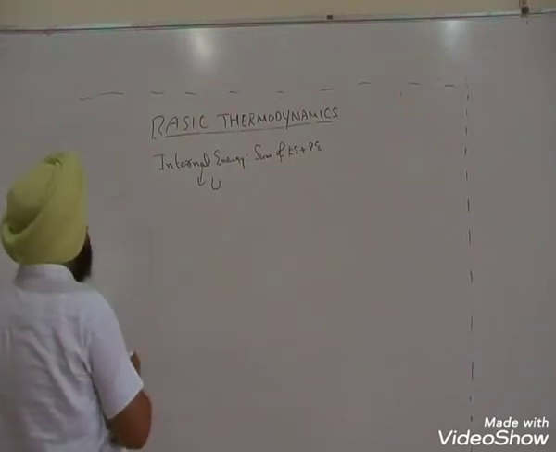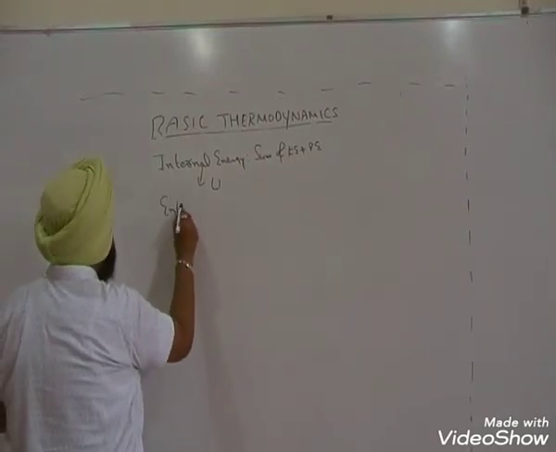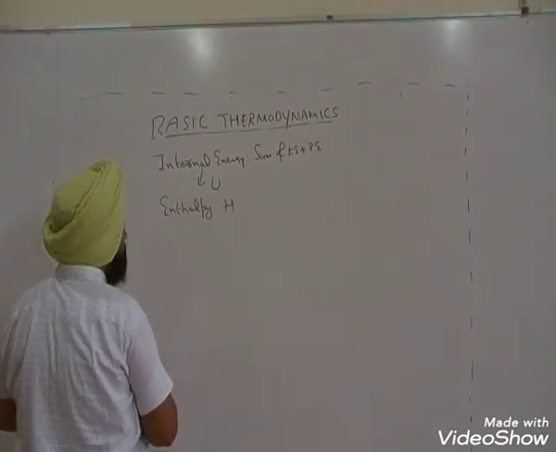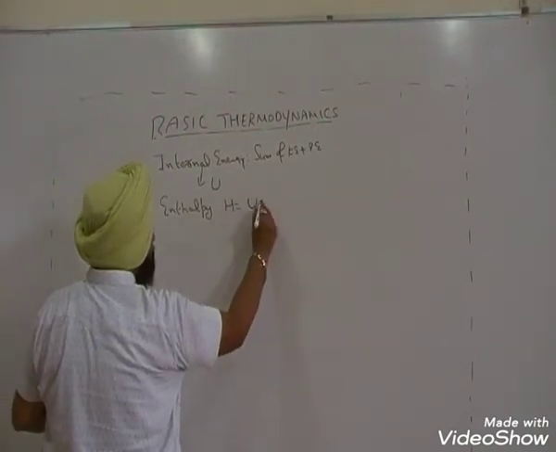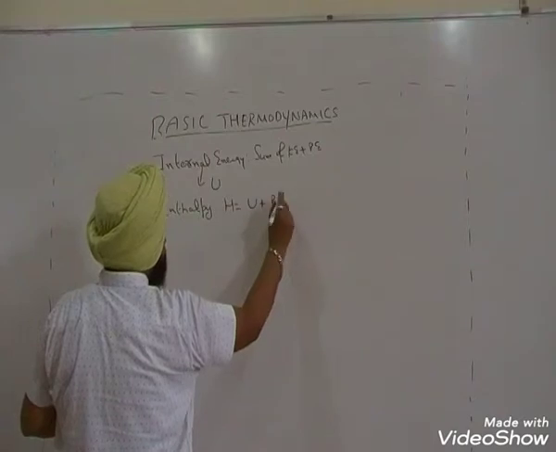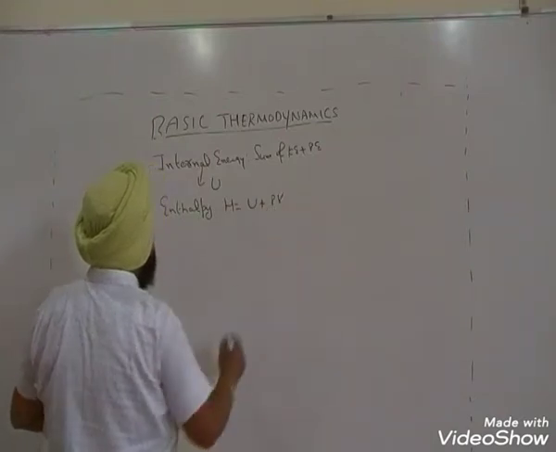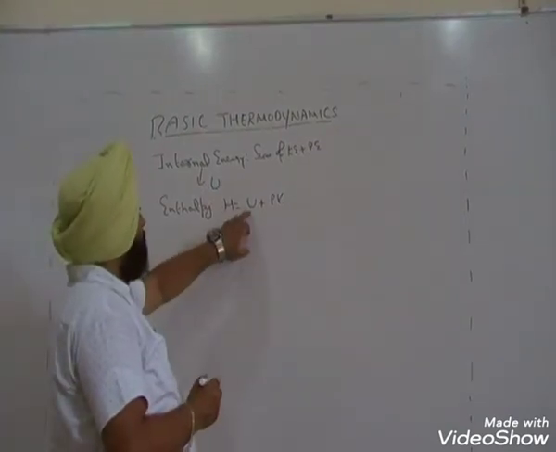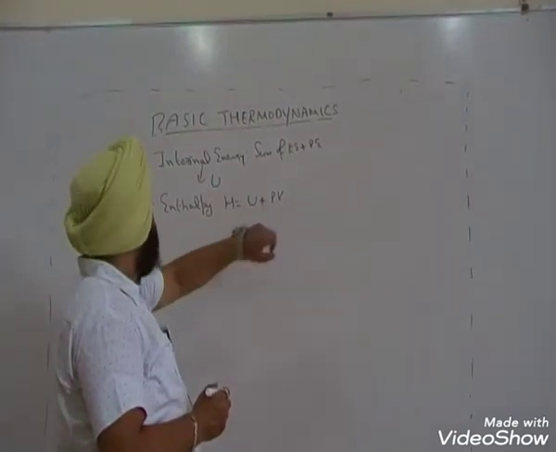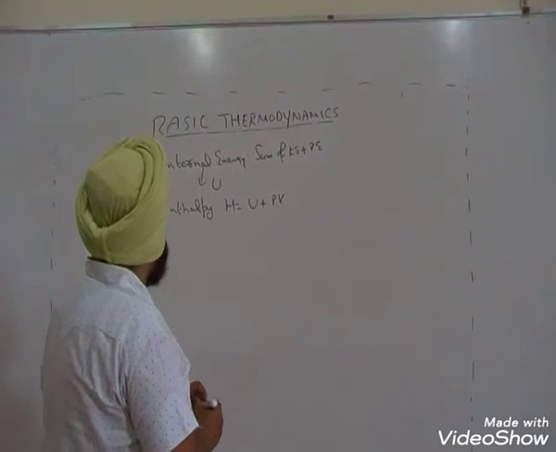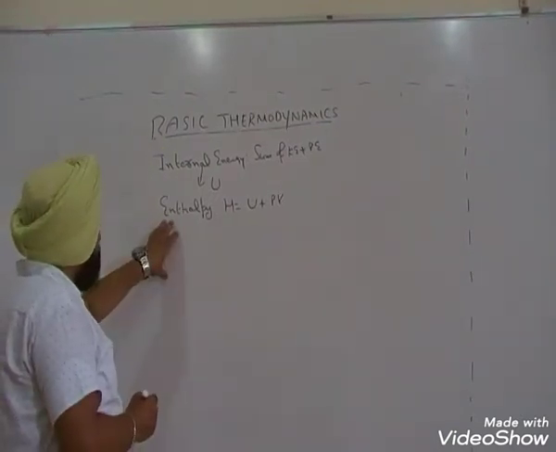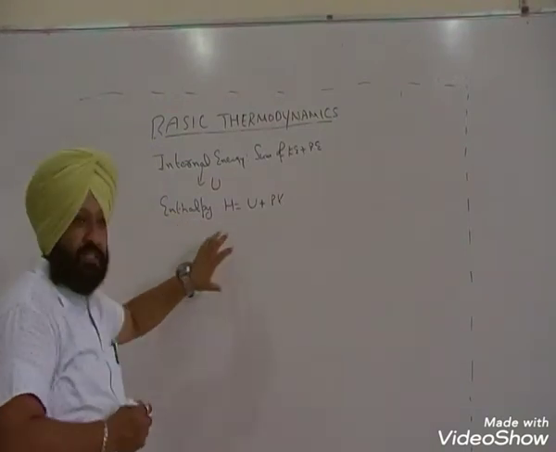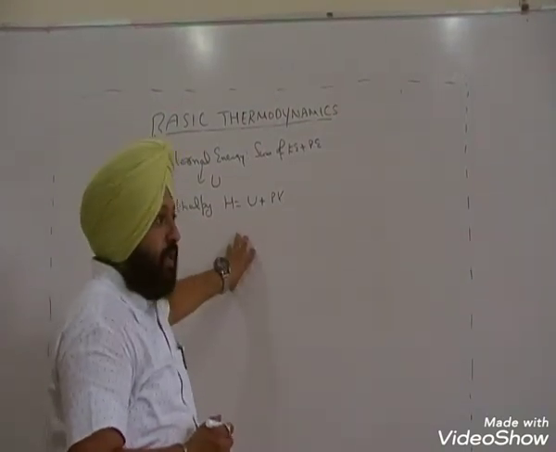What is enthalpy? Enthalpy is denoted by H. It is U plus PV. So enthalpy H is equal to internal energy plus the product of pressure and the volume. So enthalpy is very important because it tells us how much heat energy is there in the system.